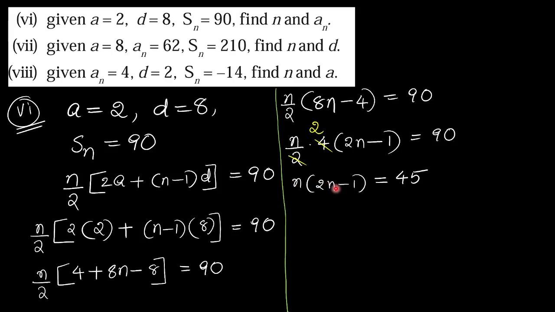Can I open the bracket? Yes. n into 2n is 2n square. n into minus 1, minus n. This 45 can be taken to the left side. This is nothing but a quadratic equation. We need to solve it. Understood? Then Lina, how will you solve this quadratic equation?